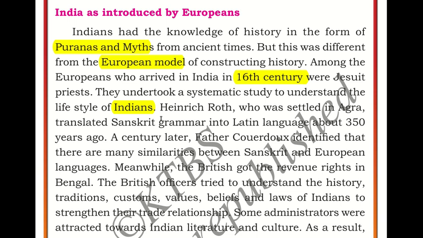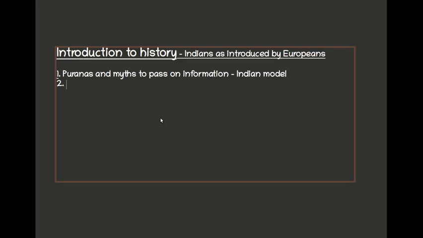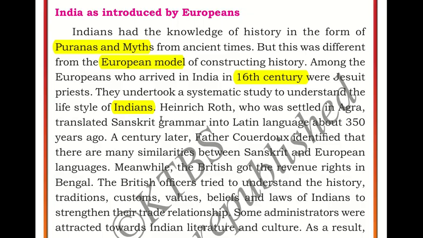Then with regard to language, you need to keep one thing in mind, language is an important aspect of any civilization. Whenever you are studying a language, it is going to tell you about the origins of the language. The similarities between that language and any other language can tell you about any common roots of two civilizations. So here, the similarities between Sanskrit and Latin were identified. It was identified by Father Kudor.